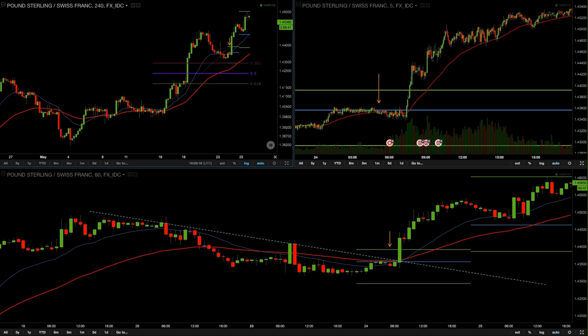So there you have it, guys. This is the pound Swiss short breakdown. It's a mini lesson. It's a part 3 to the original bear trap series. This is just another way of using that 4-hour chart to spot bear traps. In this case, it didn't do anything and formed a higher low.